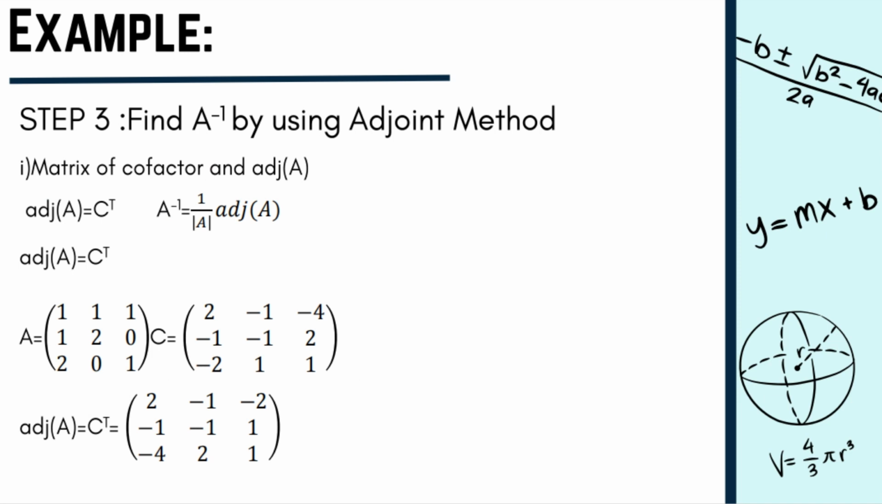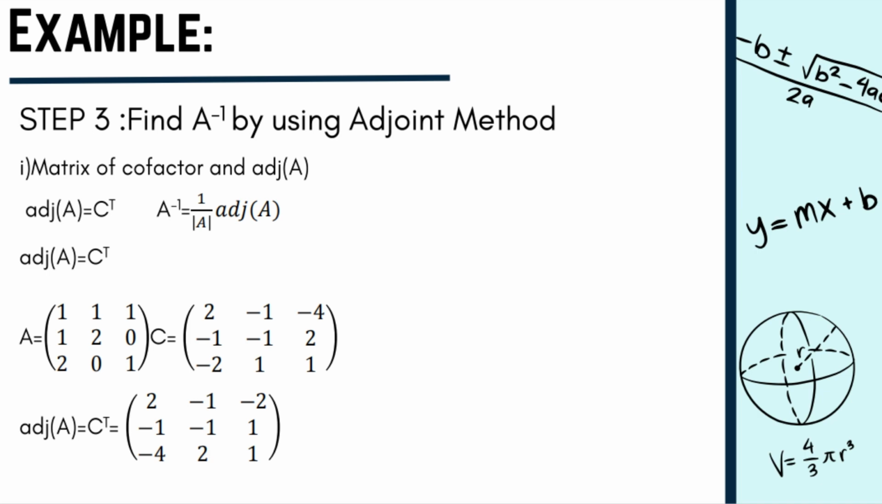On to the next step, we need to find A inverse by using the adjoint method. The formula of the adjoint method is A inverse equal to 1 over the determinant of A times the adjoint matrix of A. We can find the adjoint matrix of A by finding the transpose of the cofactor matrix. After calculating the transpose of the cofactor matrix, we get the adjoint matrix of A equal to 2, negative 1, negative 2, negative 1, negative 1, 1, negative 4, 2, and 1.